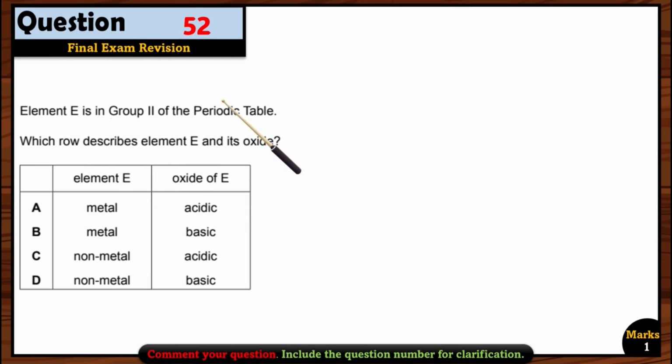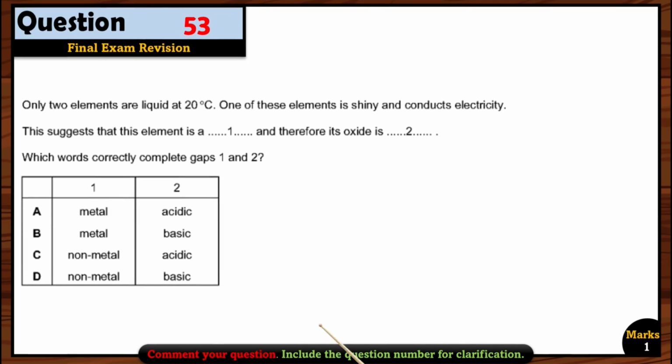Element E is in group 2 of the periodic table. Which row describes element E and its oxide? Element E, group 2, so it means it's a metal in nature, and the oxide will be basic. So, it's option B. Question 53.